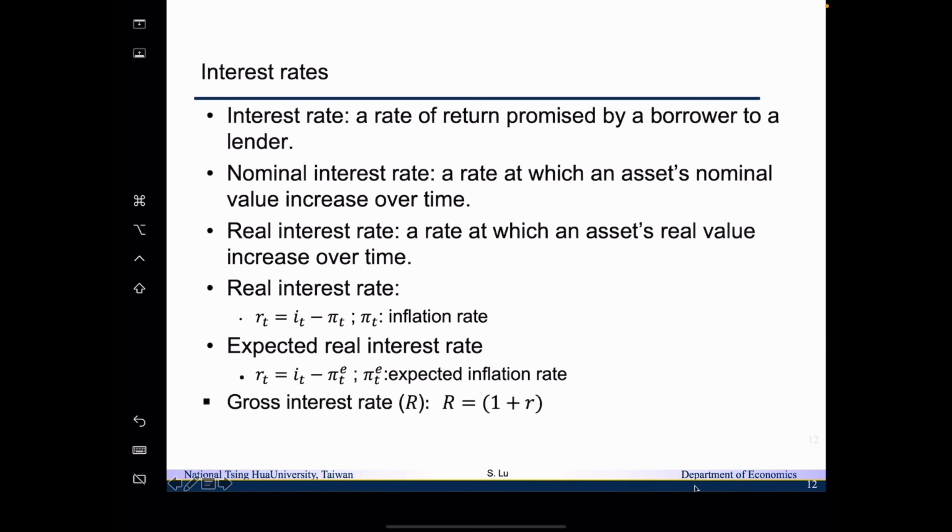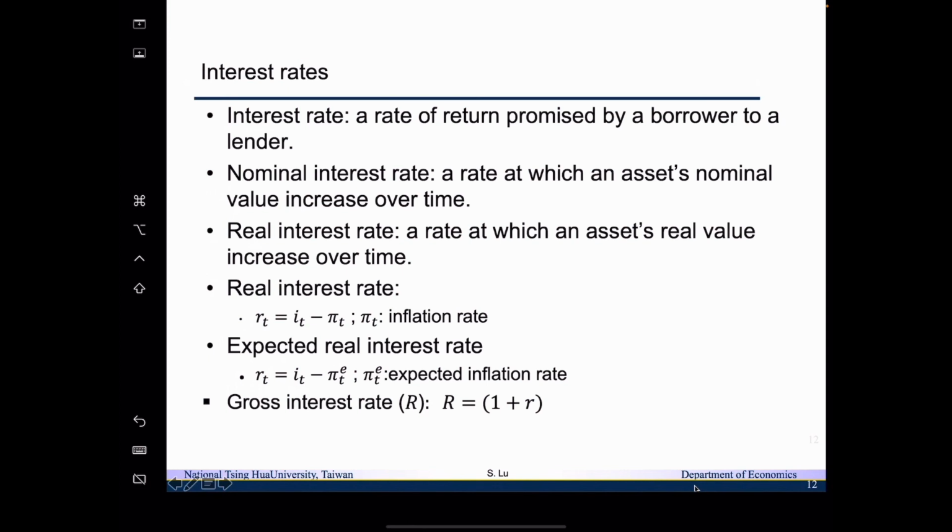Finally, we want to introduce a term which is called gross interest rate. The gross interest rate, that is the uppercase R, equals 1 plus r. In other words, when we multiply the gross interest rate by the principal that we have, we are going to have the return of the investment plus the principal that we originally put into the investment. Here, I do not specify whether or not this gross interest rate is a gross nominal interest rate or a gross real interest rate.